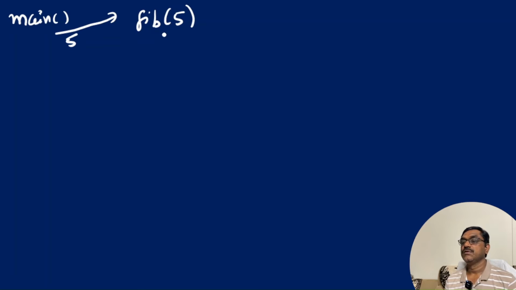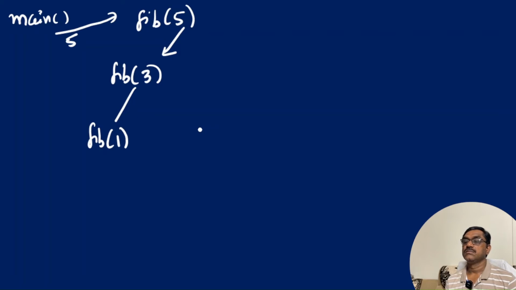Now, first main. In the main, we are supplying the value 5. Now we are calling fib of 5. Now this fib of 5 is divided like this, fib of 5. Now what do you say? N minus 2, right? First n minus 2, fib of 3. Now again n minus 2, fib of 1.